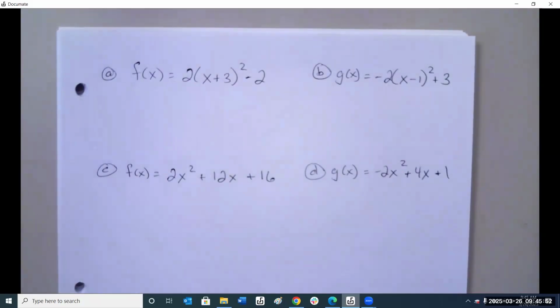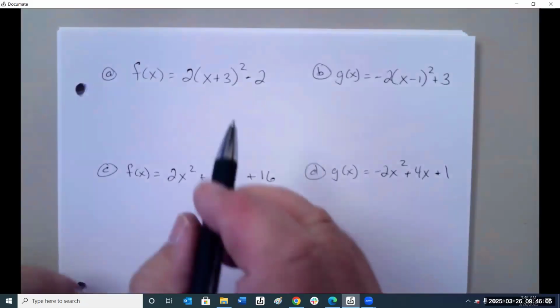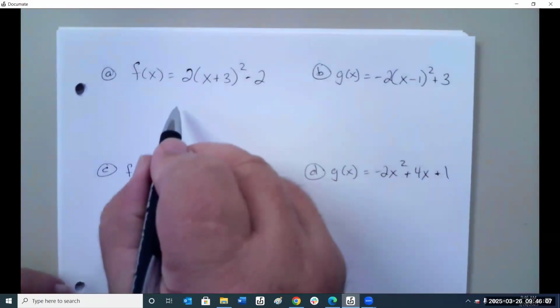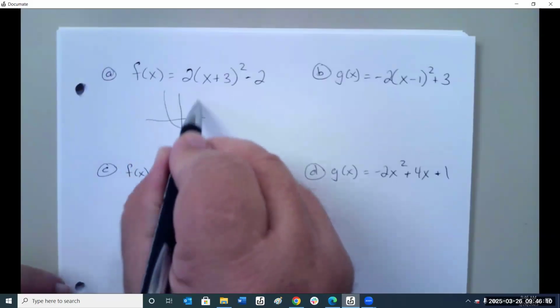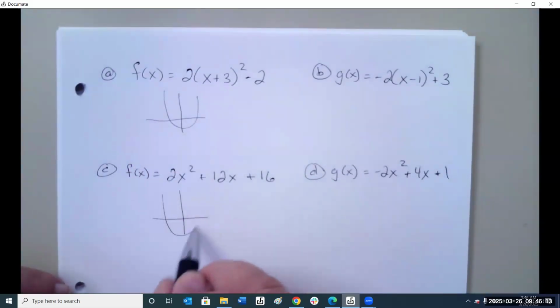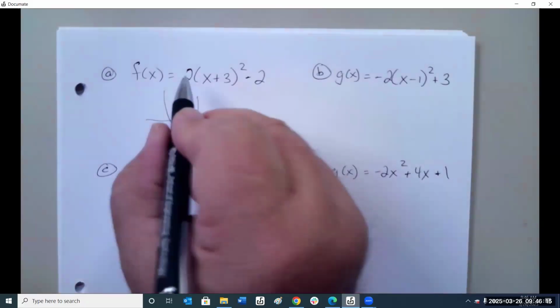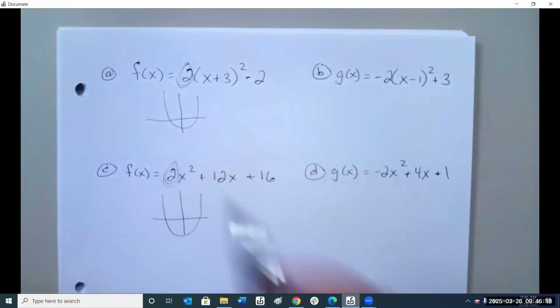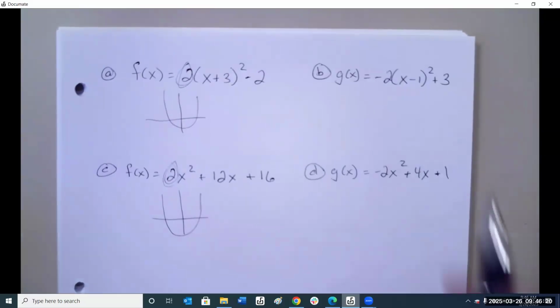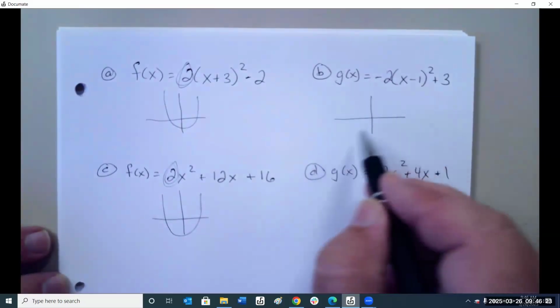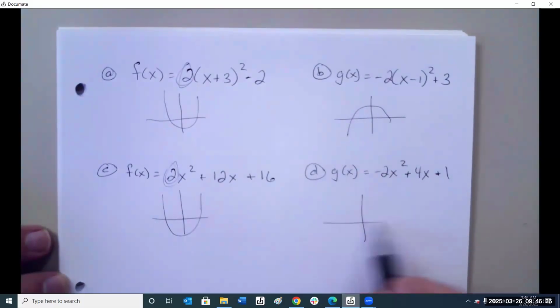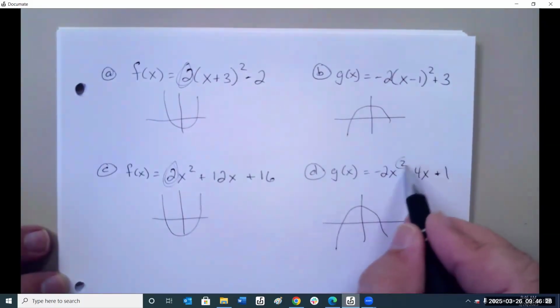So looking at these 4 examples, what can you tell me the graph's going to look like for all these? A and C open up. Why do we know that? Because that 2 is positive. Right, because the leading coefficient is positive. And so these others are going to go down. And we know they're quadratic because it's squared.